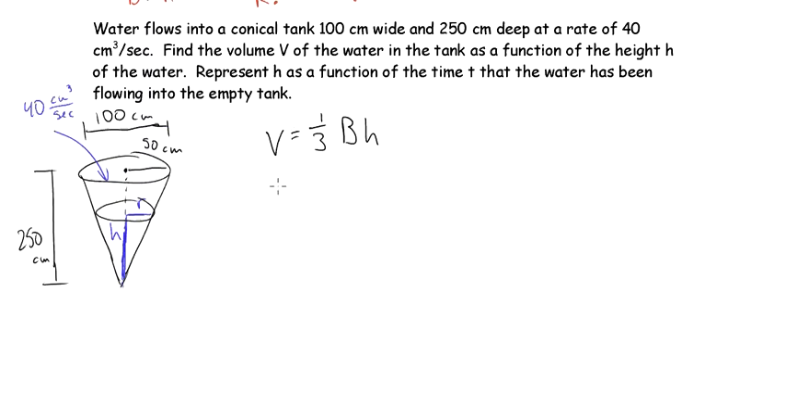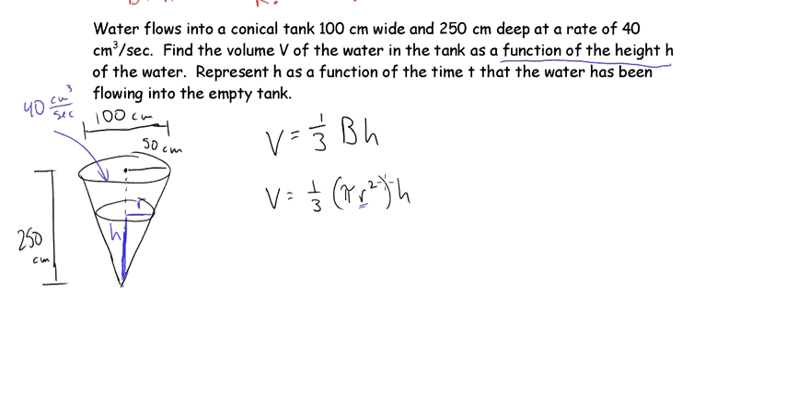Now, as we did in one of the problems earlier with volume, we're going to replace that area of the base. So 1/3 times, instead of the area of the base, let's actually write what it is: pi times r squared, and then that times the height. Now, we're supposed to write this as a function of the height h. So the variable we need to replace this time is going to be r.